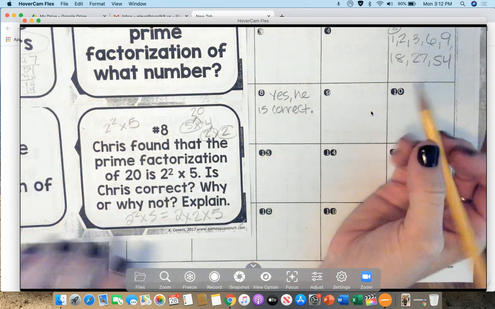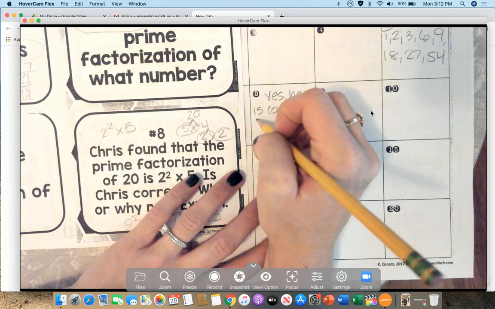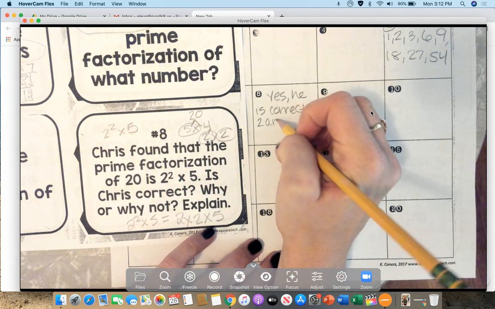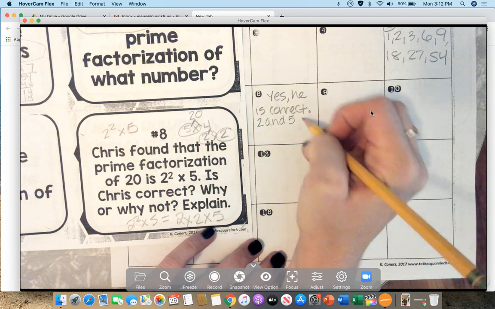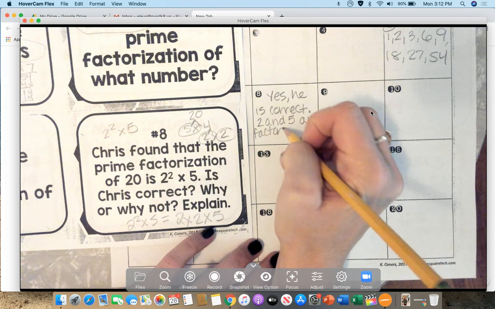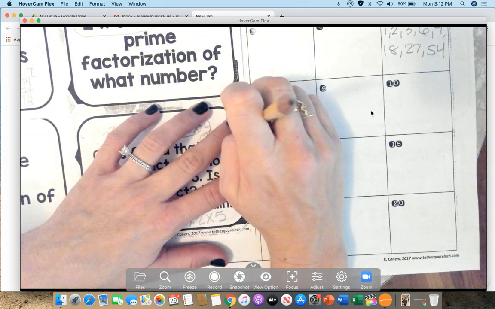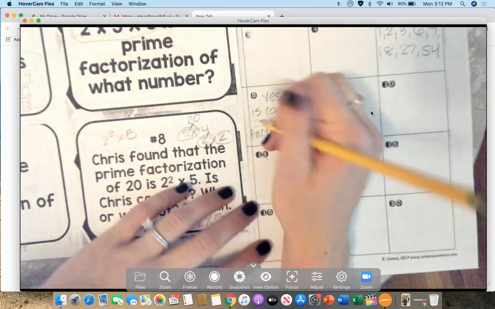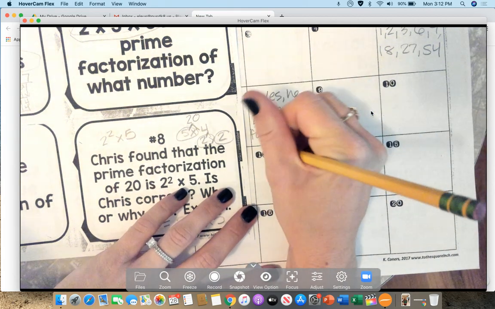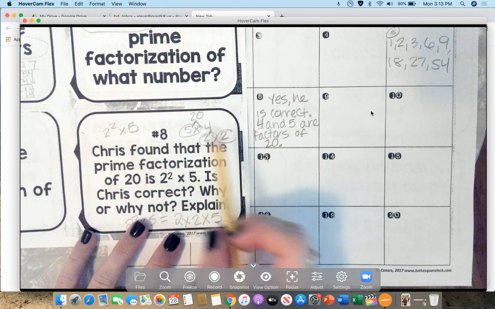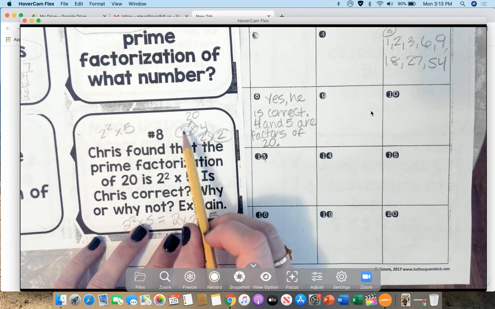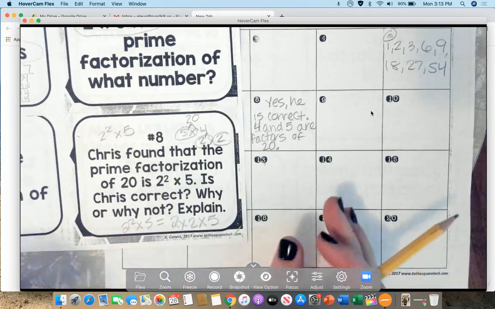And then explain why. I'm going to write down that 5 and 4, oh wait, I'm sorry, 4 and 5 are factors of 20. And because I found that 5 times 4 are factors of 20, the prime factorization came out to 5 times 2 times 2. And there you have it.